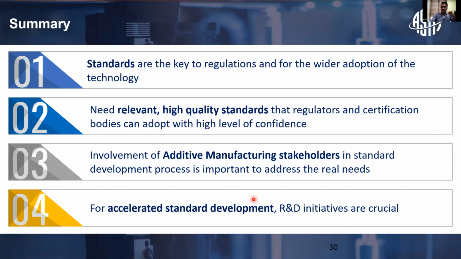And most importantly, for accelerating the standard development activities, definitely we need research and development. Particularly, additive manufacturing is a new technology and we don't have enough historical data. We need different R&D activities to be performed, and we need to generate those data, and we need to use those data to create standards.